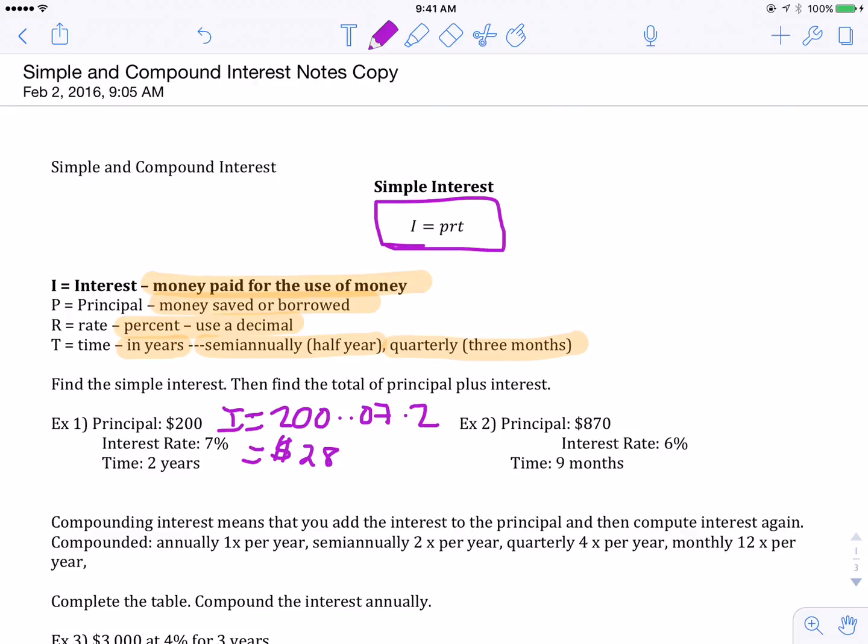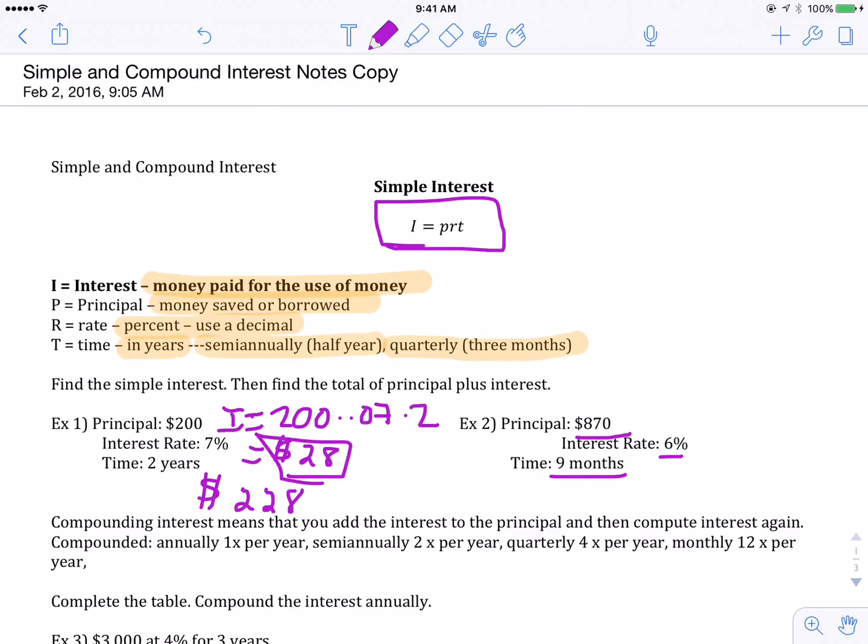When you do that, then this is how much you're paying in interest. But if you're going to pay your parents back, you not only have to pay them the $28, you also have to pay them the $200. So you pay them a total of $228.